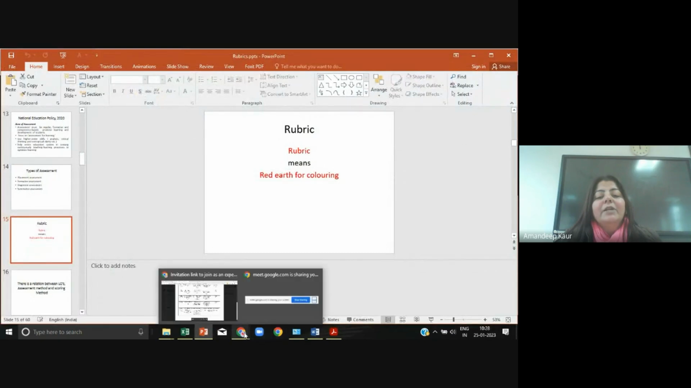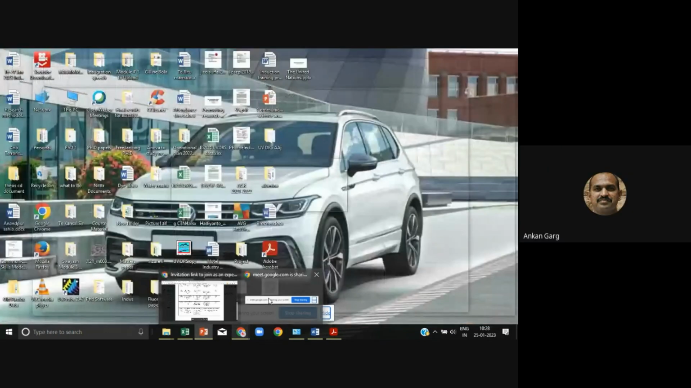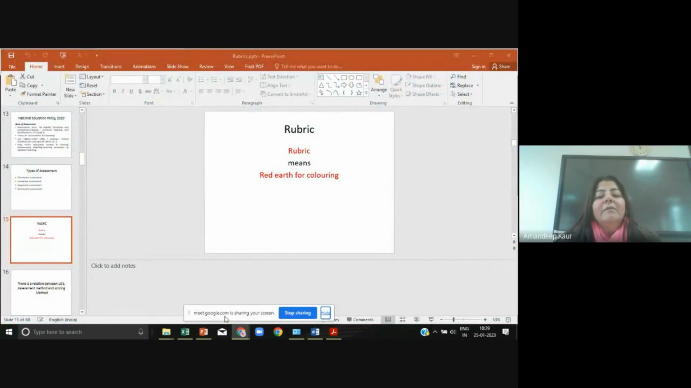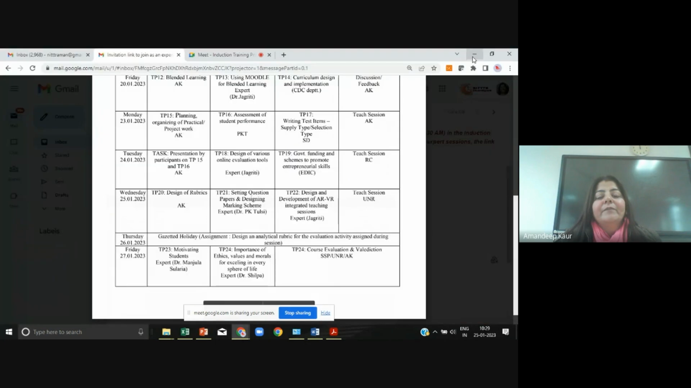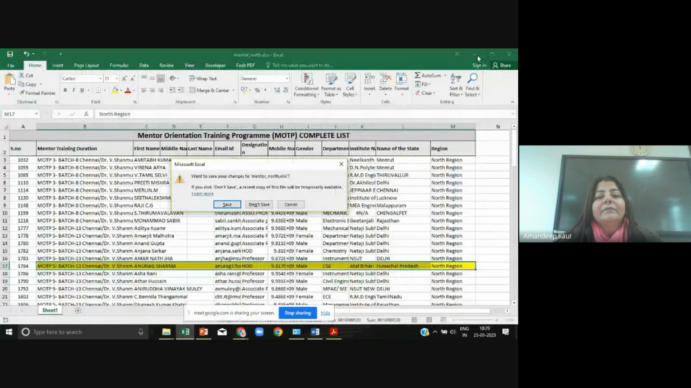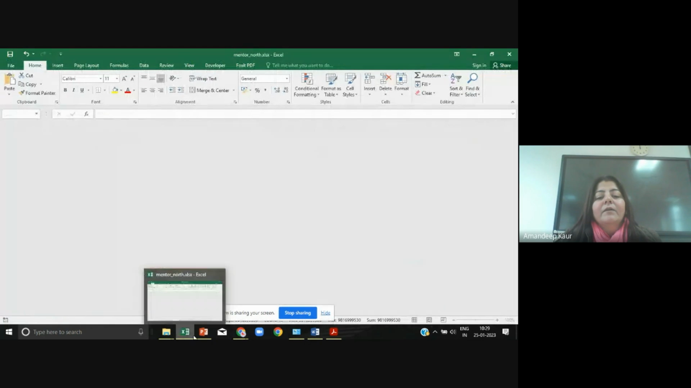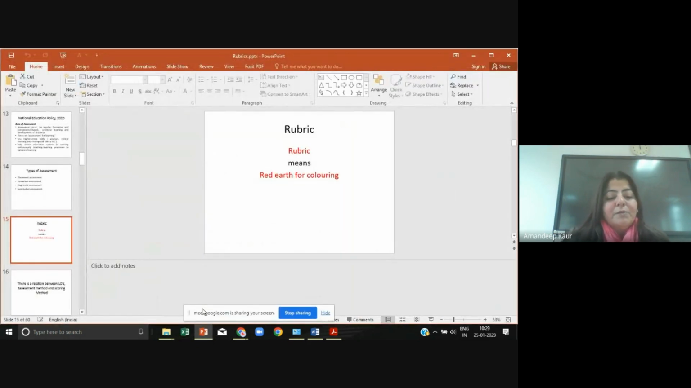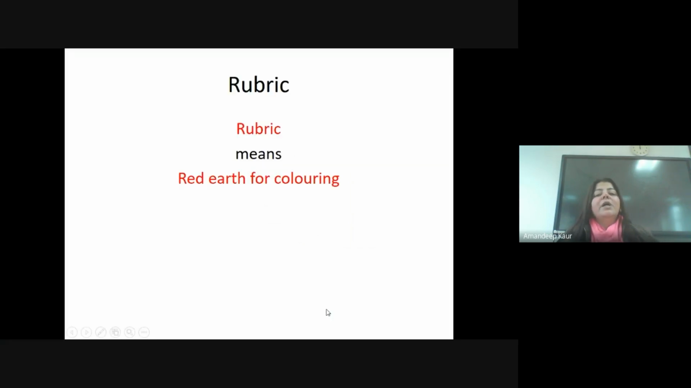Any member who would like to reply? No, ma'am, we are not using it, ma'am. Okay, you are not using it. Any other member? Okay. No response from your side. So we assume that the faculty members are not using rubric as an assessment tool at institute level.